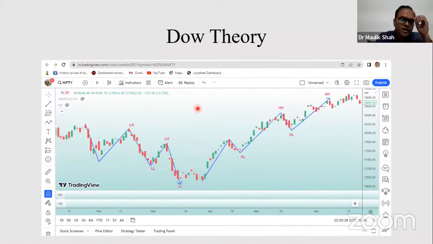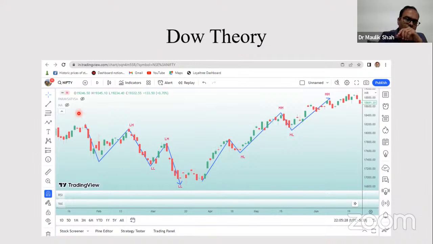The very basic and most important technical analysis tool which one is supposed to know is Dow theory. He is one of the first ever persons who strategized charts and chart reading. So what he has to say is that the price moves in trend. And how do we come to know?